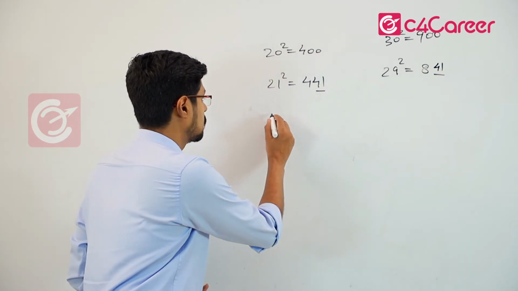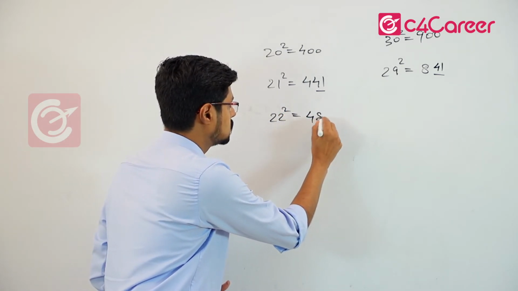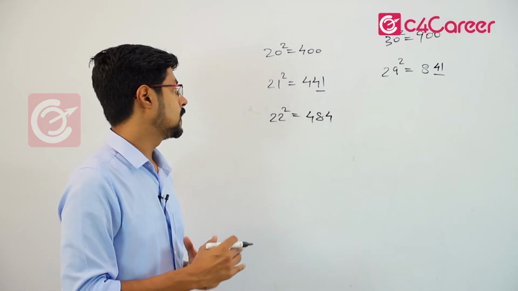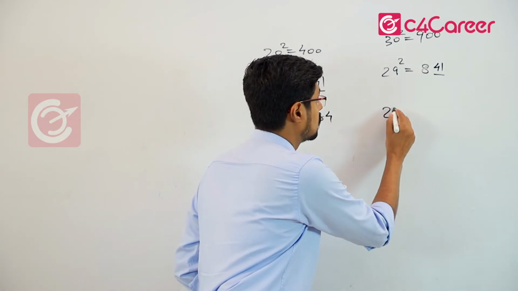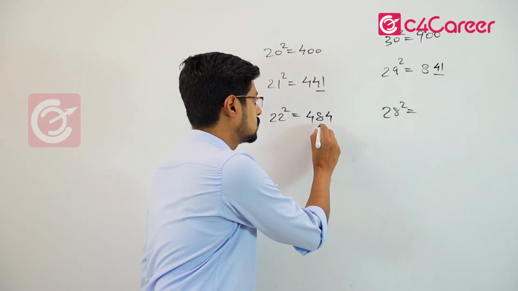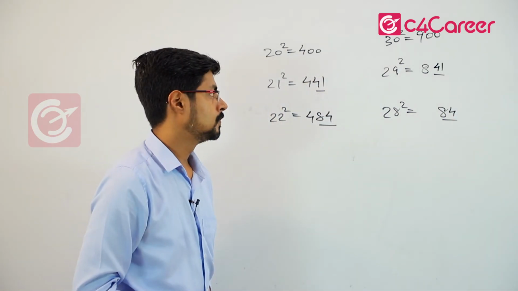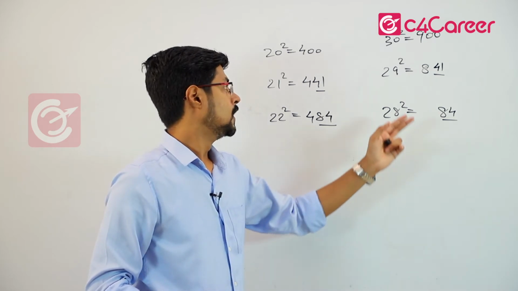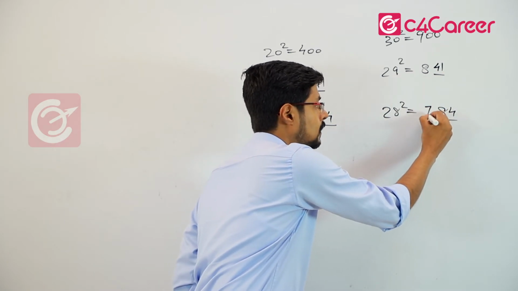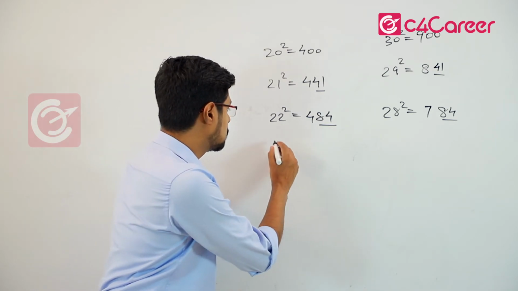Let's look at the next one. 22 square. This one you will have to memorize. 22 square is going to be 484. Then the other pair, 2 and 8. I can tell you that the last two digits are the same, just like here. So the last two digits are going to be 84. But again, you have to come down from 841. 29 square is 841, so 28 square has to be below. So this has to be 784.